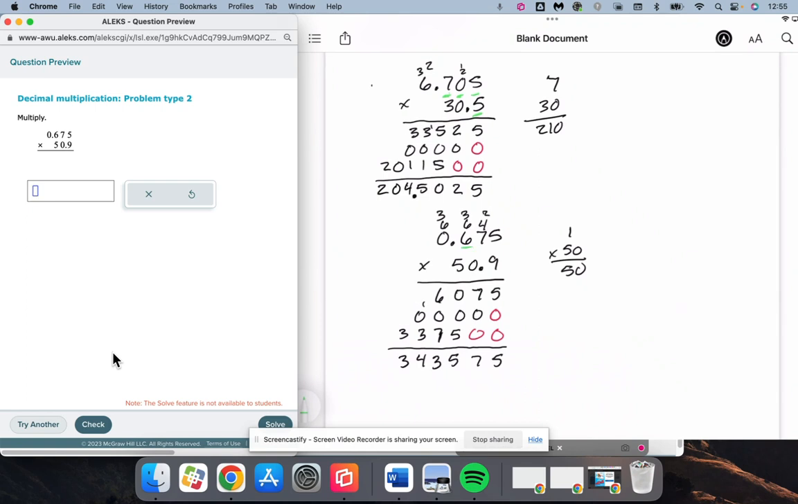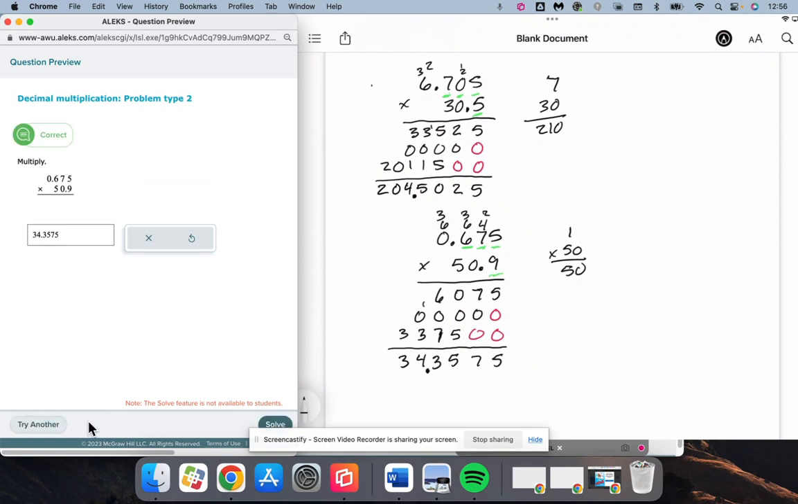And as we can see, we've got 1, 2, 3, 4 digits after the decimal. We need 4 digits after the decimal there. 34 is pretty close to 50, so I'm confident that we're probably correct with our answer there, 34.3575. Alrighty, that's it for this video.